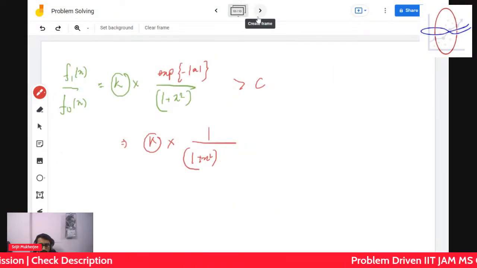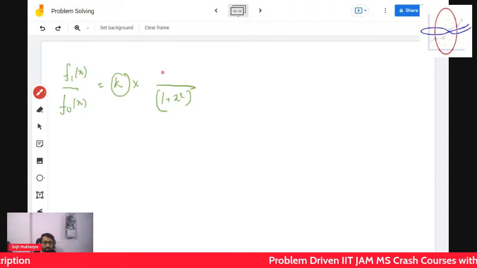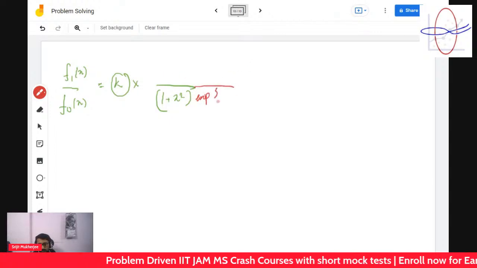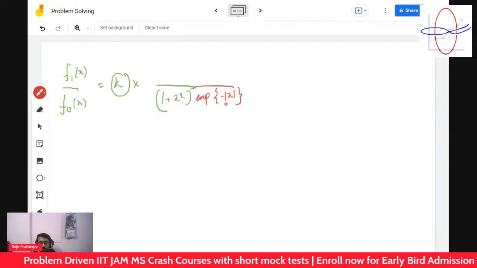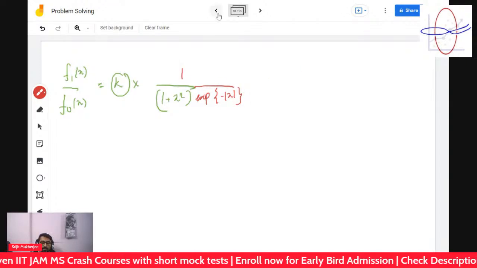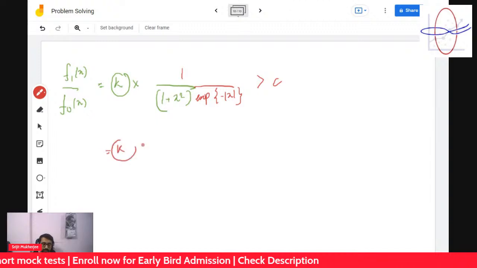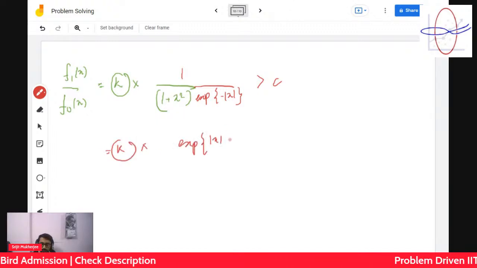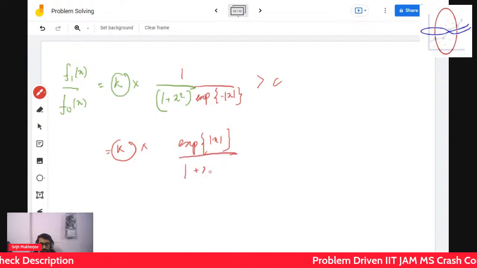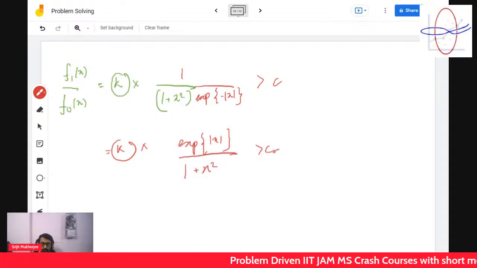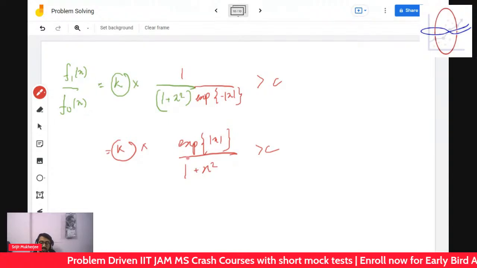So yeah, it is opposite. I have made this mistake. So it's exponential minus mod x, because it was below, is greater than c. So therefore it will turn out to some k times exponential mod x by 1 plus x square greater than c. Now it's a bit of a problem. This is increasing and this is decreasing.